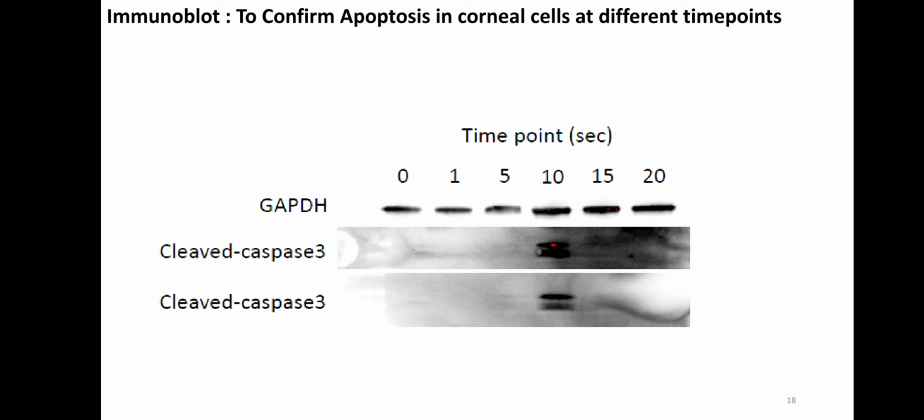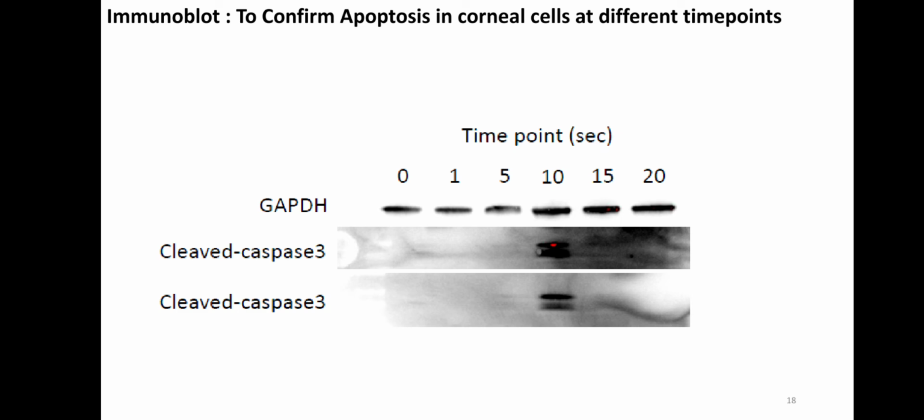This is the result of the immunoblot to confirm the apoptosis in the corneal cells at different time points. From this picture, we can see that only at 10 second we collected a lot, because the damage is minor, so there are still a lot of apoptotic cells attached on the cornea. But when we expose more than 15 second, apoptotic cells fully die and detach from the corneal epithelial cells. So we don't have apoptotic cells and did not collect enough apoptotic protein.